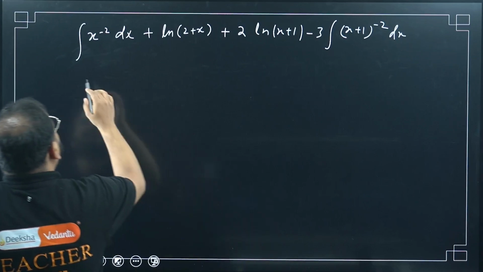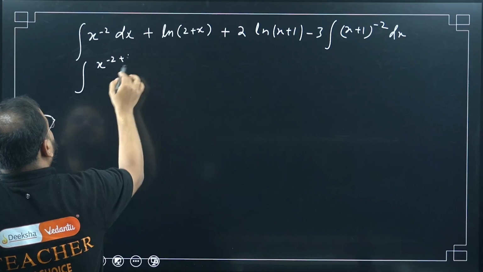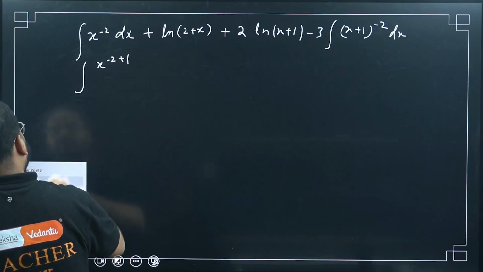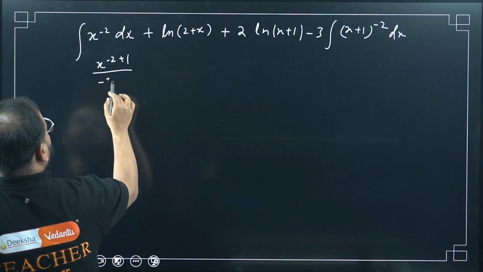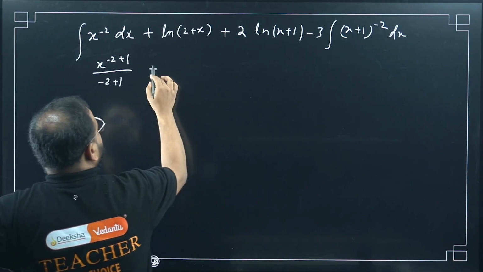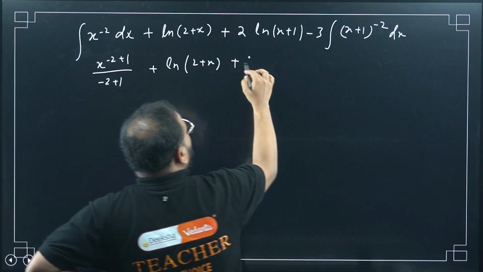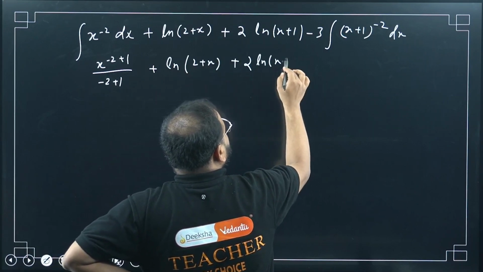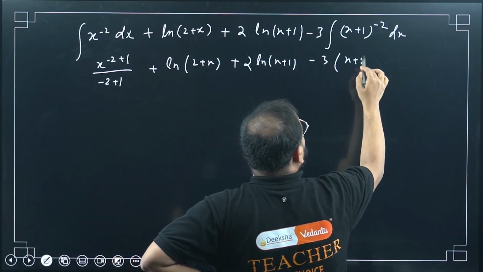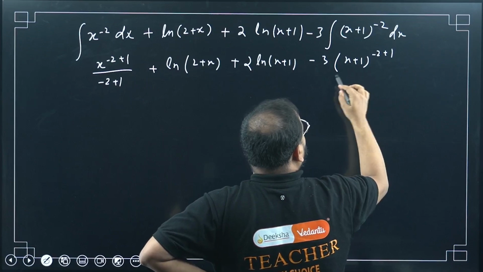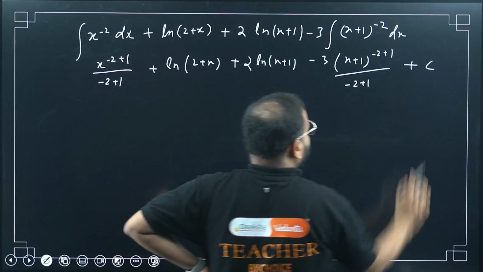So if I integrate this, what am I going to get? I'll get x power minus 2 plus 1, plus 1 upon minus 2 plus 1. This is done. We already did this, ln(2 + x), and 2 times ln(x + 1). What about this? Minus 3 times (x + 1) power minus 2 plus 1 upon minus 2 plus 1, right? And the constant c will always come for the integration.